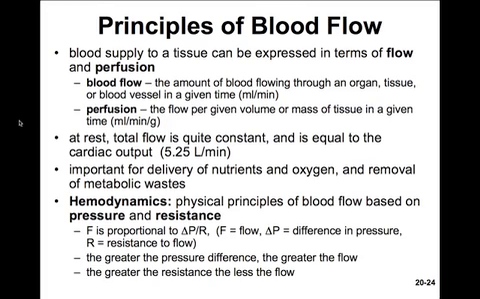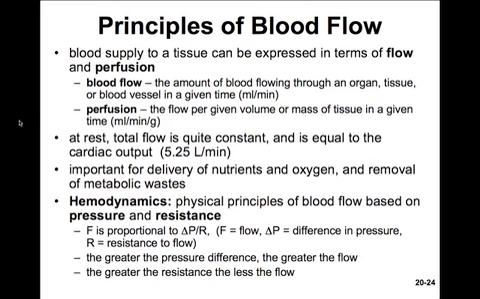Blood supply to a tissue can be expressed in two terms, both flow and perfusion. Blood flow is the amount of blood that flows through a particular organ, tissue, or blood vessel at any given time. It's measured in milliliters per minute. And perfusion is the flow per given volume of mass of a tissue. That's measured in milliliters per minute per gram.